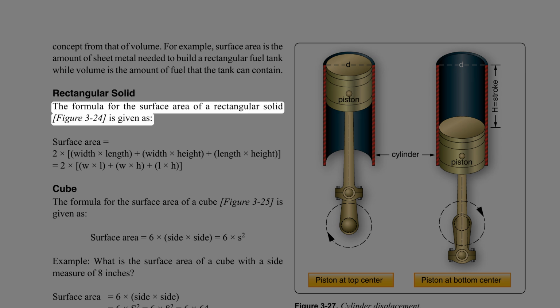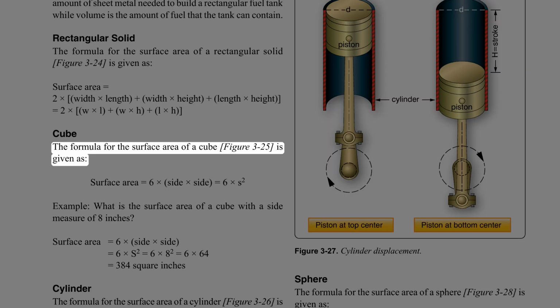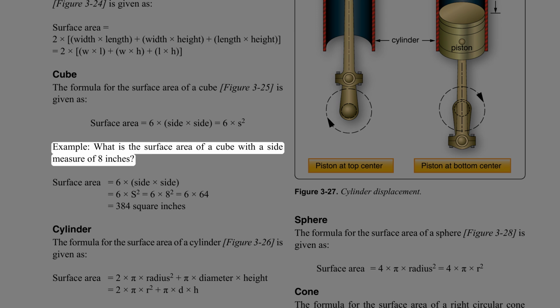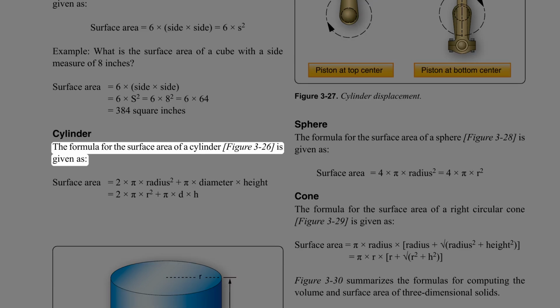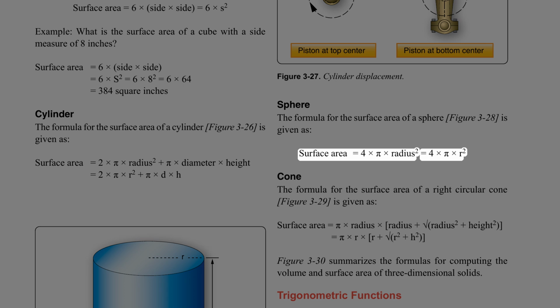Rectangular solid. The formula for the surface area of a rectangular solid, Figure 3-24, is given as follows. Cube. The formula for the surface area of a cube, Figure 3-25, is given as follows. Example. What is the surface area of a cube with a side measure of 8 inches? Cylinder. The formula for the surface area of a cylinder, Figure 3-26, is given as follows. Sphere. The formula for the surface area of a sphere, Figure 3-28, is given as surface area equals 4 times pi times radius squared. Cone.